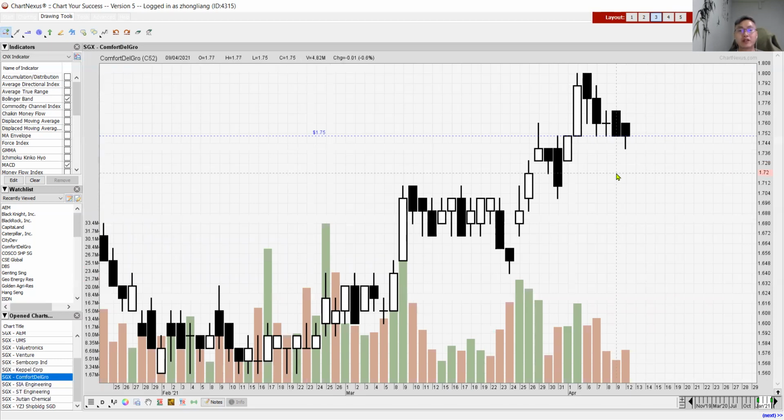Okay, then ComfortDelGro is also sitting at a support level. Recent news is that ComfortDelGro is going to bid for the EV infrastructure in Singapore, and we are looking at this potential winning of the bidding, and if so, of course, share price is going to appreciate further. So let's see whether it can hold at this support level. If it can, a rebound from ComfortDelGro closing at 177 will be interesting tomorrow.